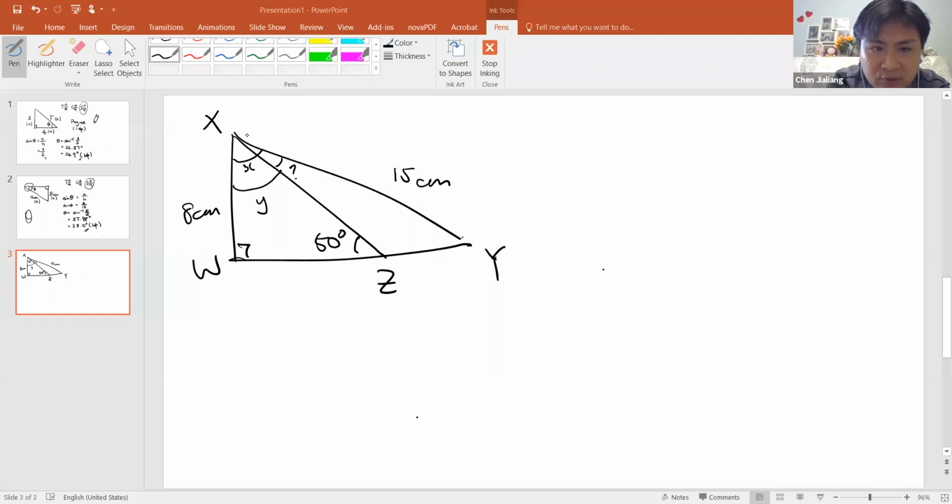So with angle X as our marked angle, which length is the hypotenuse? 15 is the hypotenuse. So we will mark this as H. Then 8 cm. Marked angle is here. 8 cm is which side? Opposite or adjacent?